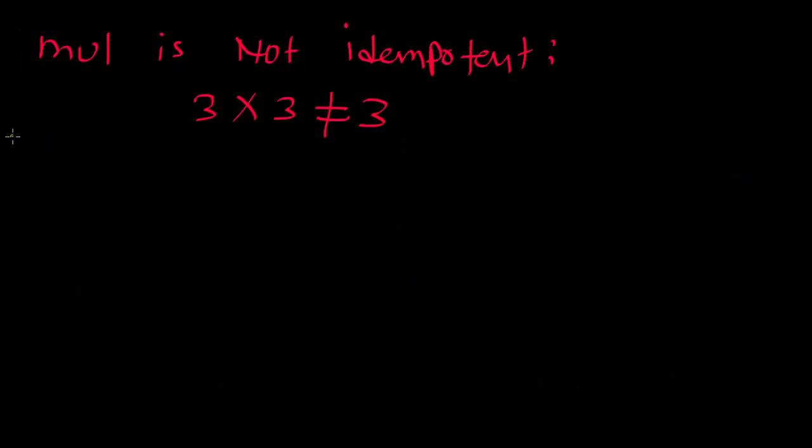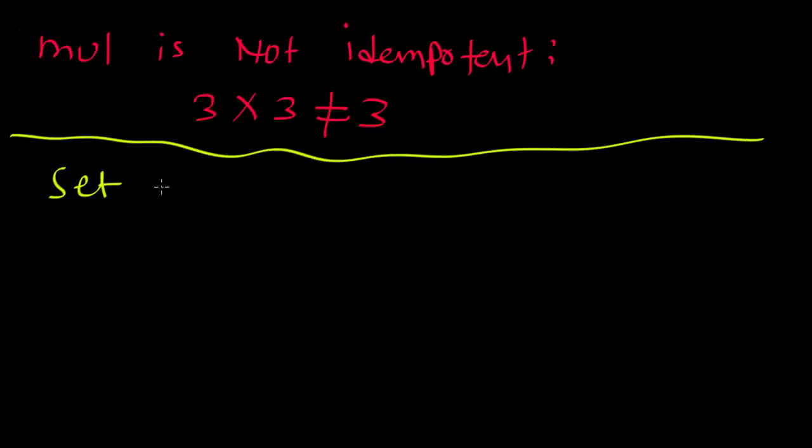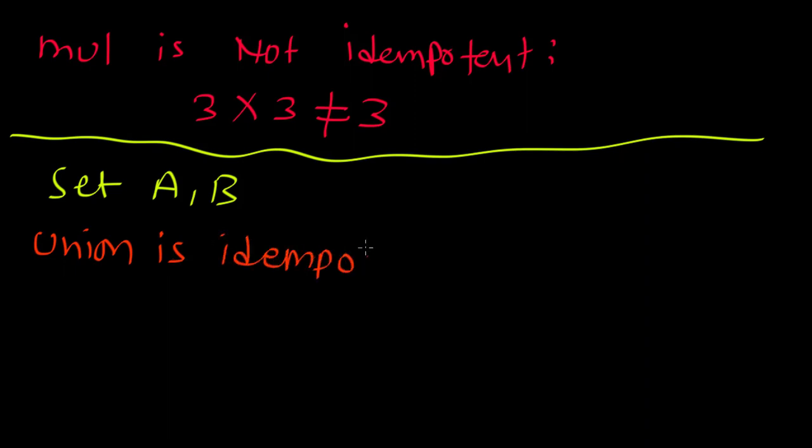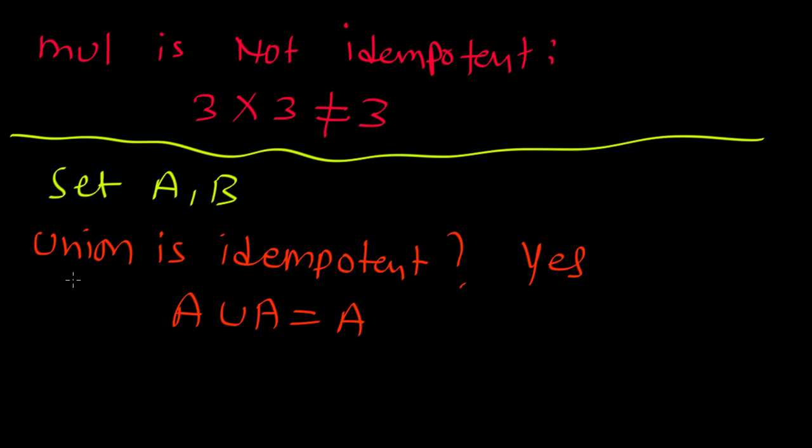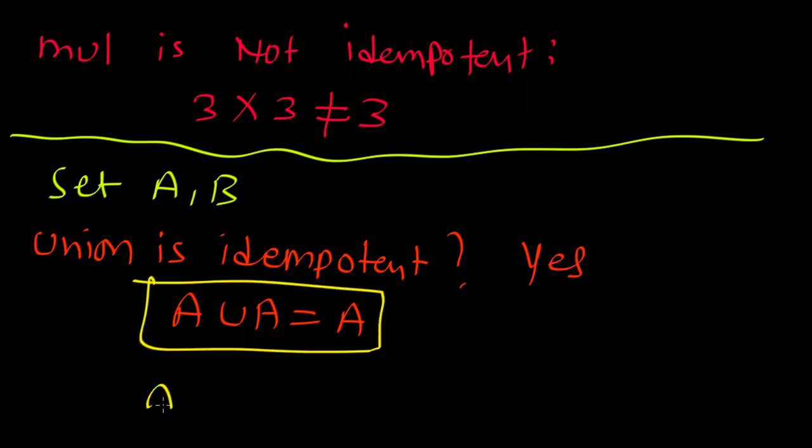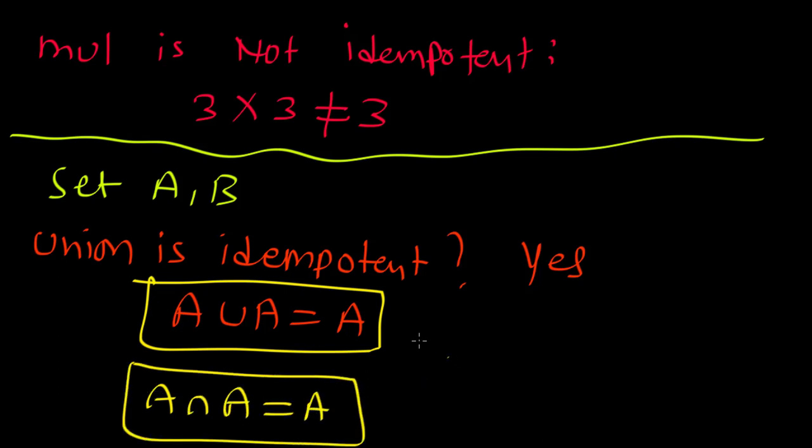Now let's come back to our sets. Let's assume you have sets A, B. Can I say union is idempotent? The answer is yes, because A union A is basically A. Similarly, intersection is idempotent because A intersection A is also A. So union is idempotent, and intersection is also idempotent.